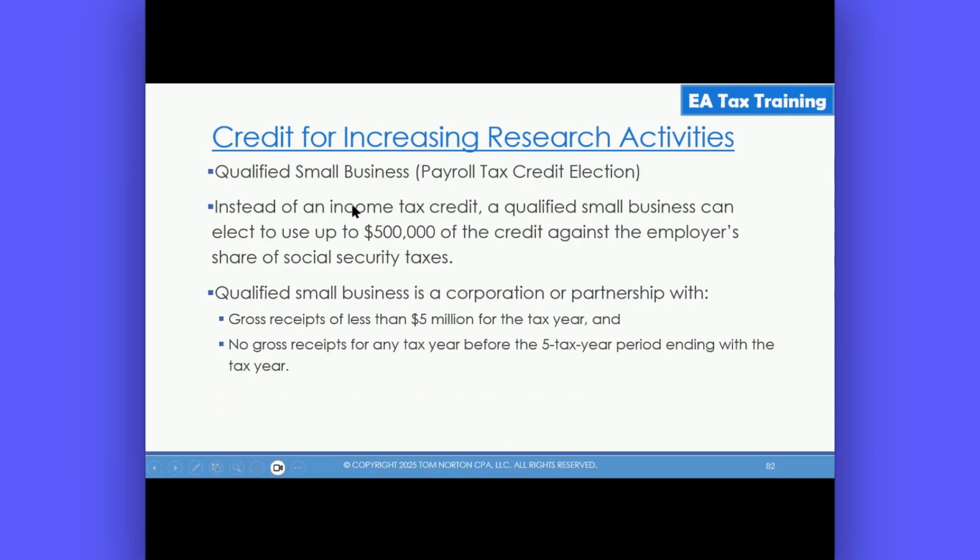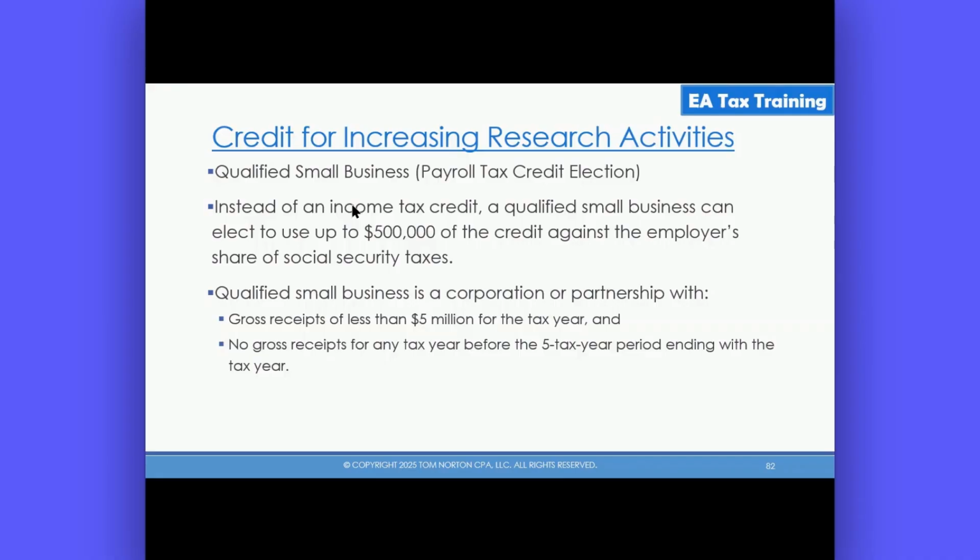Qualified small businesses who are doing this sort of research. So this is aimed at startup type of companies. So instead of an income tax credit, a qualified small business can elect to use up to $500,000 of the credit against the employer's share of Social Security taxes.